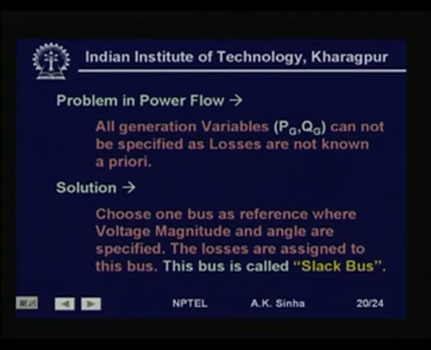Now, what is the problem in formulating or solving this equation? Well, one of the problems that we face when trying to formulate this power flow problem is that all generation variables Pg and Qg at all the bus bars cannot be specified. Why can we not specify the generation at all the bus bars? The loads are known, so we could give the generation also to satisfy this load. Unfortunately, this is not possible because the losses in the transmission lines are not known.